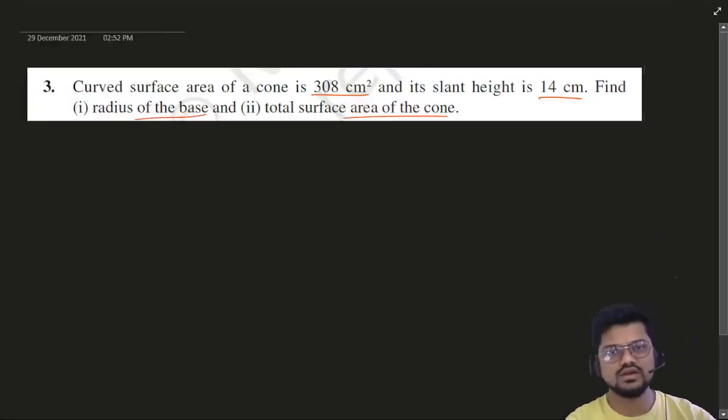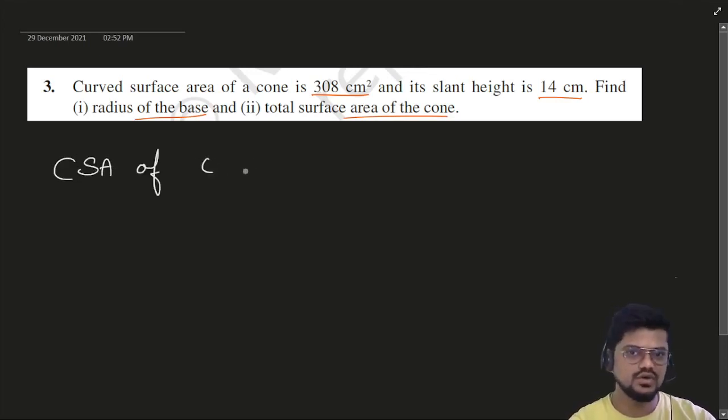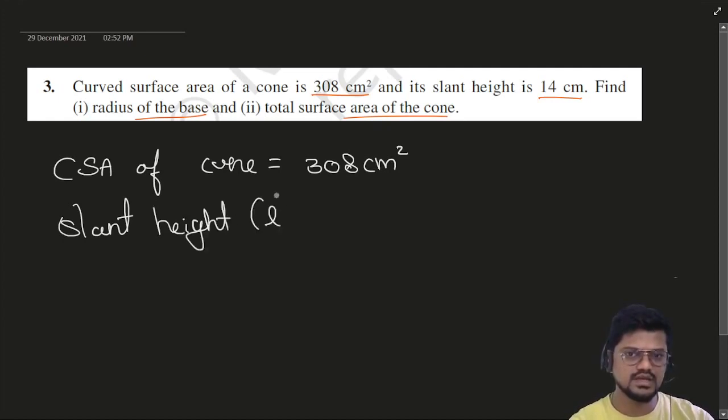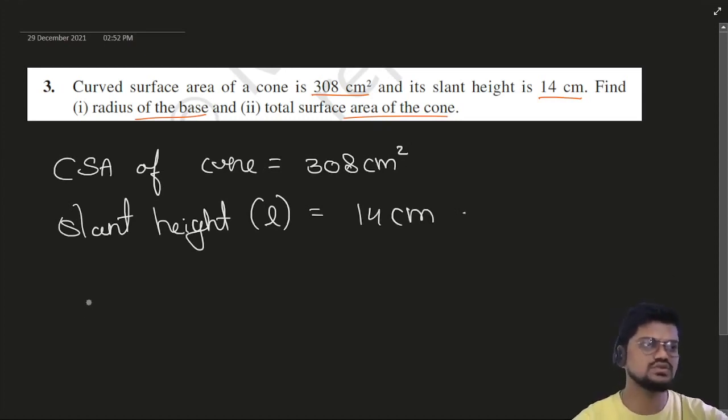See what they have given, the curved surface area of the cone. The curved surface area of the cone is given, that is 308 centimeter square. Its slant height, that is L, is given as 14 centimeter. Find the radius of the base. What do you think? You can solve this question?